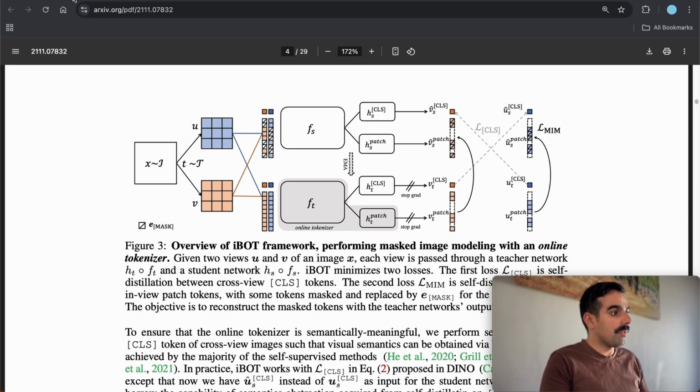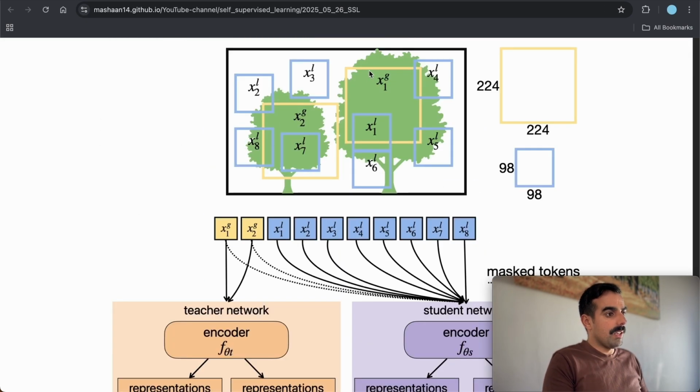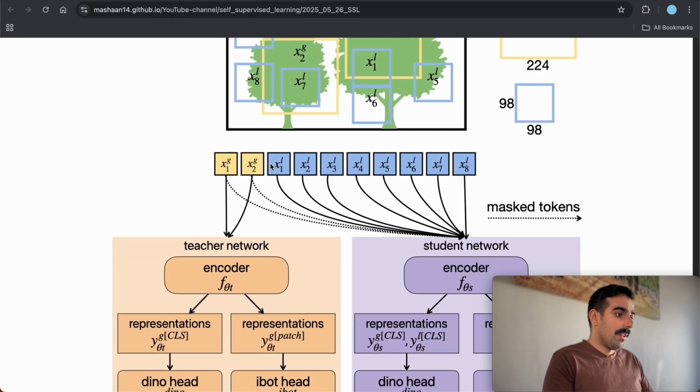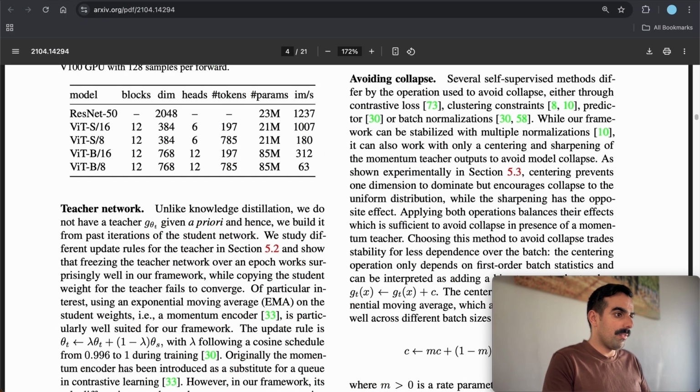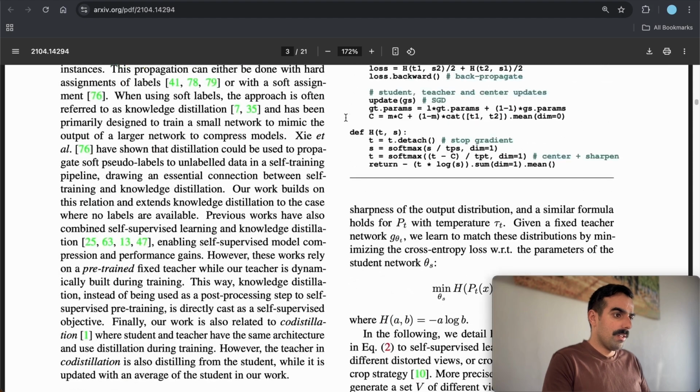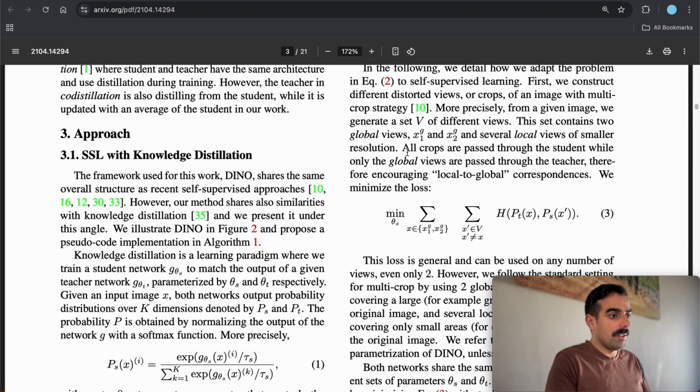So I have a visualization of this architecture. They're taking global crops and local crops. The global crops are 224 by 224 and the local crops are 98 by 98. They're passing the global crops just like DINOv1. And DINOv1, I forgot to mention this earlier. In DINOv1, they say all crops are passed through the student while only the global views are passed through the teacher, therefore encouraging local to global correspondences.